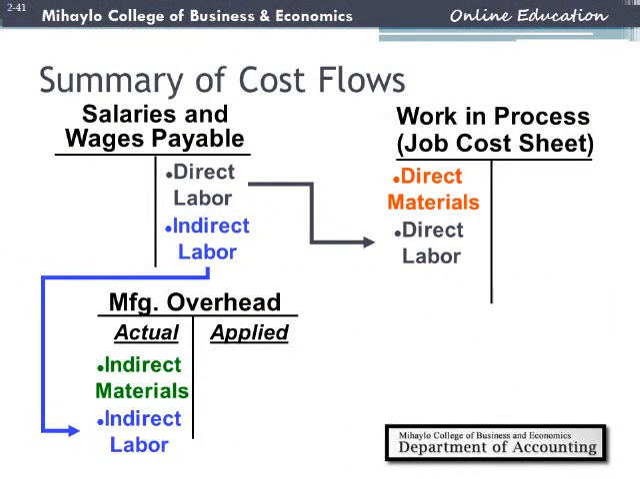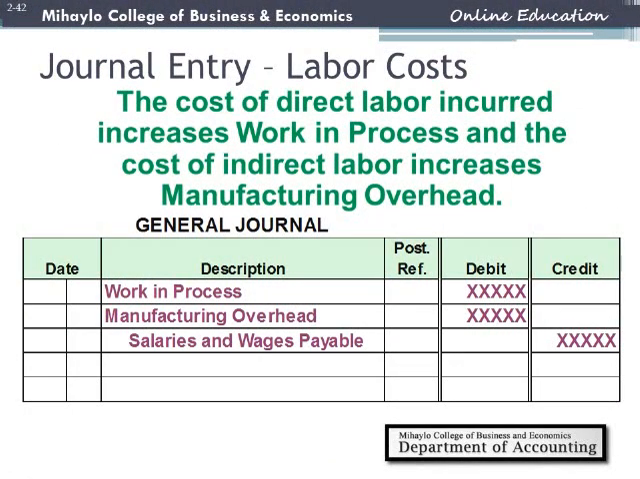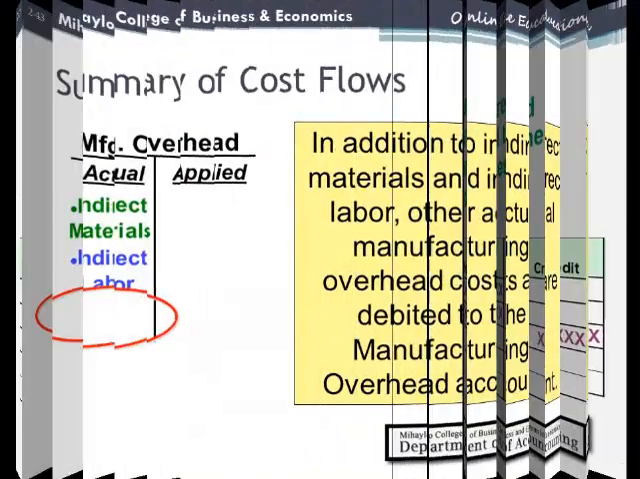Part 1. Wages and salaries are initially recorded in a payable account. Part 2. Direct labor is charged to work in process inventory through the job cost sheet. Indirect labor is charged to manufacturing overhead. Here is an example of the entry to charge direct and indirect labor to the work in process inventory account and the manufacturing overhead account.